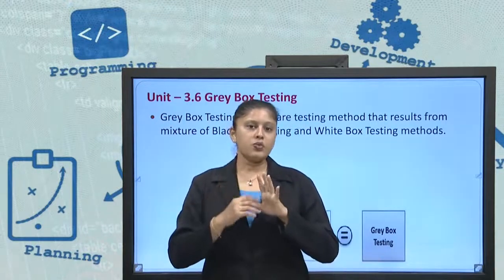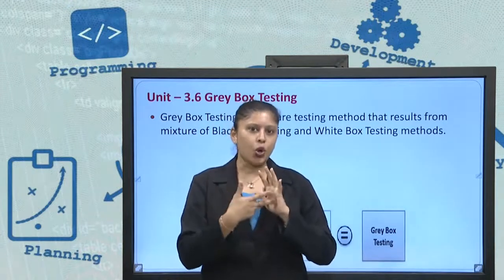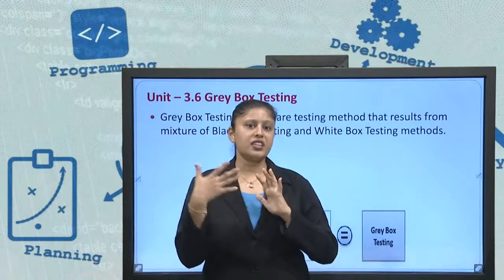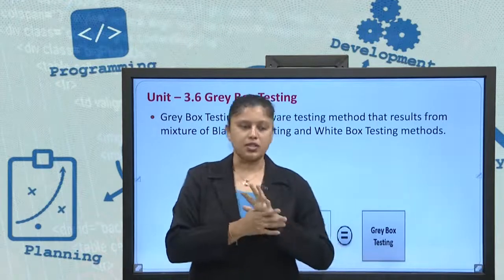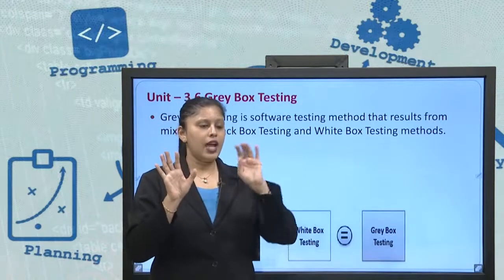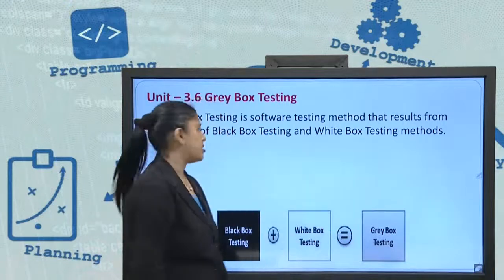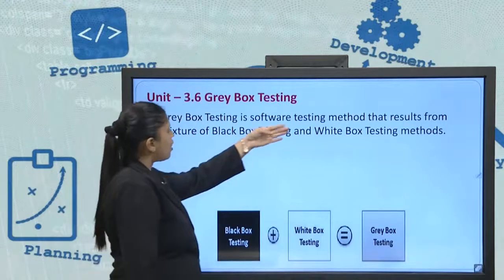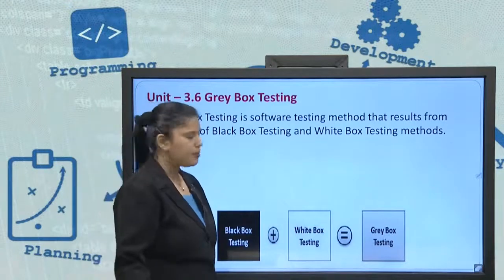While in white box testing we even check the internal structure of my program, we check the code, we check the functionalities, we check the cyclomatic complexity and all those things. That is called white box testing. Now a mixture of both, that is without internal structure and with internal structure testing, is called Greybox testing. Greybox testing is a software testing method that results from a mixture of black box and white box testing methods.